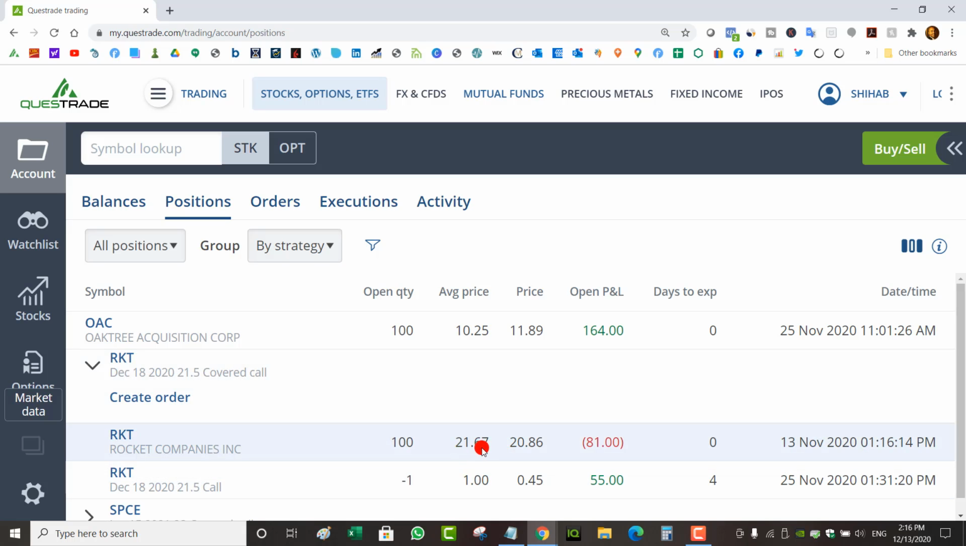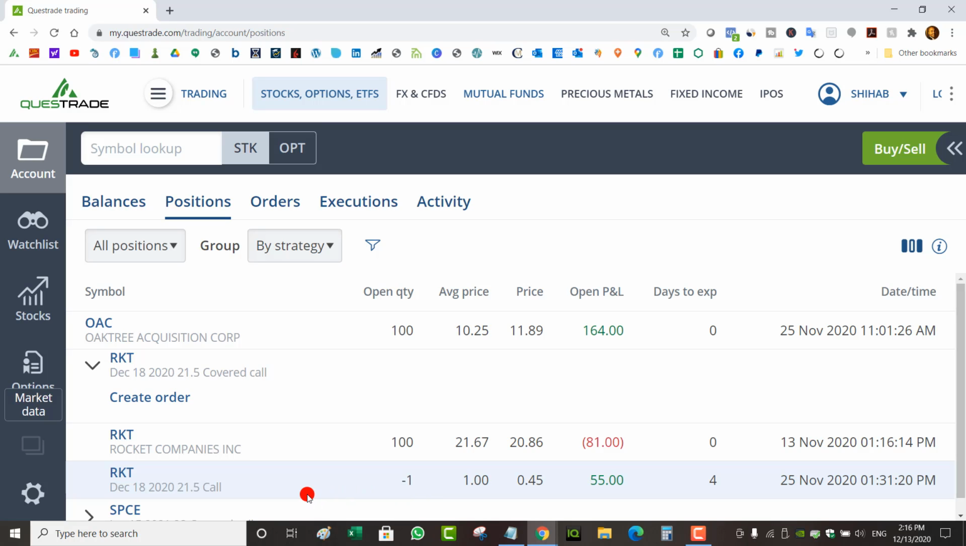So I bought the stock at 21.6, and I'm selling call options at 21.5 as much as it's possible. I think if this one expires this week, I'll be able to sell another one because, as you can see, Rocket is at 20.86, so it's below my strike of 21.5. So my call option that I sold will expire worthless. And I'll get to sell another one. I'll probably sell it on Friday.